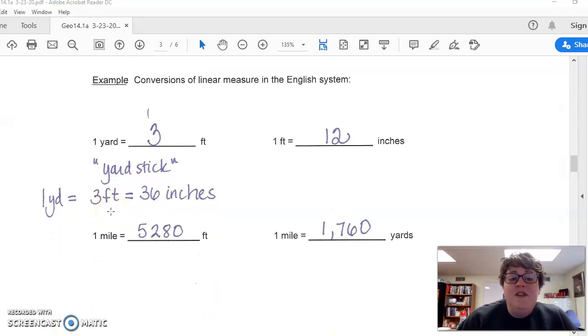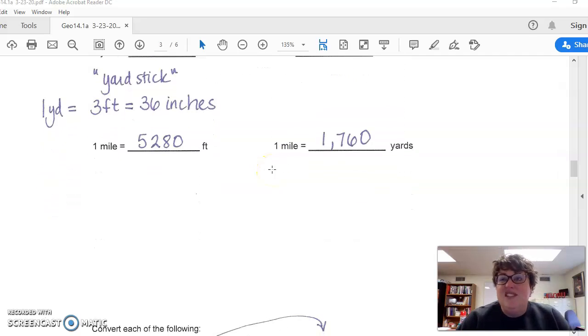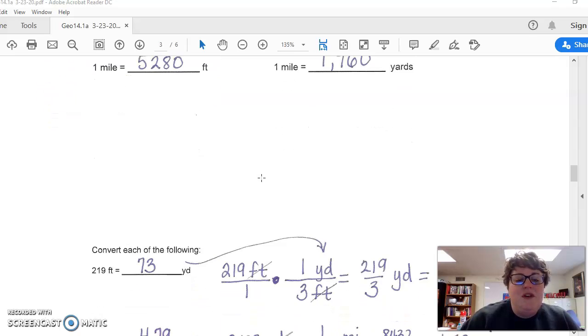So lots of conversions going on here. Most of us know some of these conversions. A yardstick is 3 feet, 12 inches in a foot. So if 1 yard is 3 feet, it has 36 inches. Then feet in a mile, yards in a mile. Those conversions you'll definitely want to keep handy as we go through here. We'll use some of those.